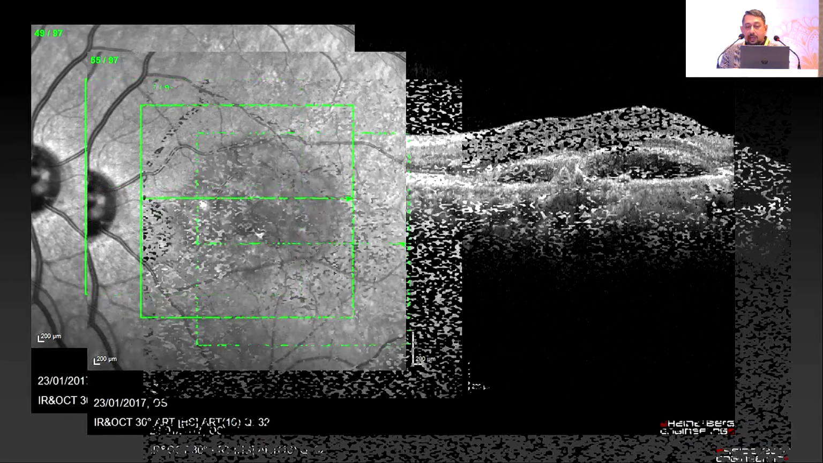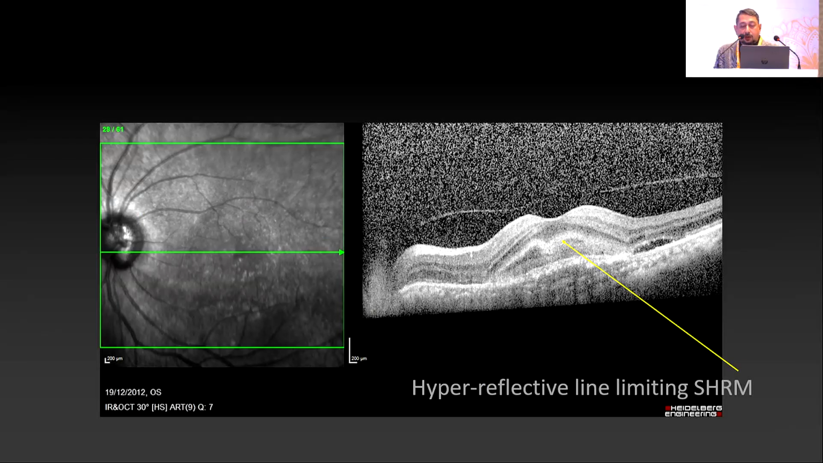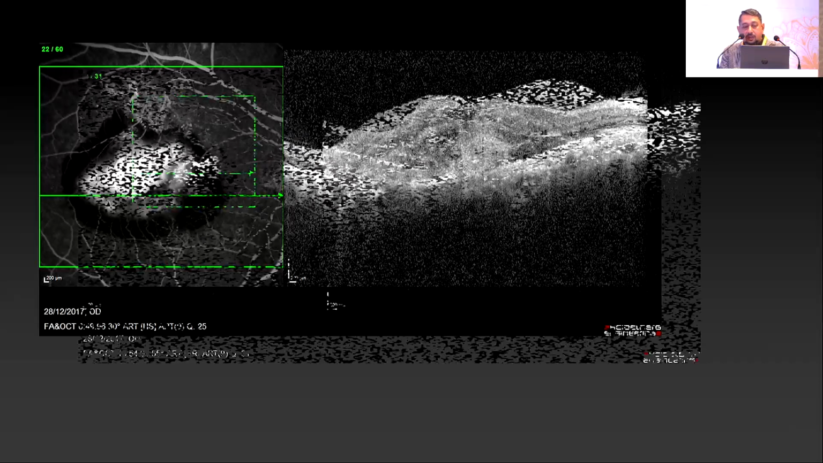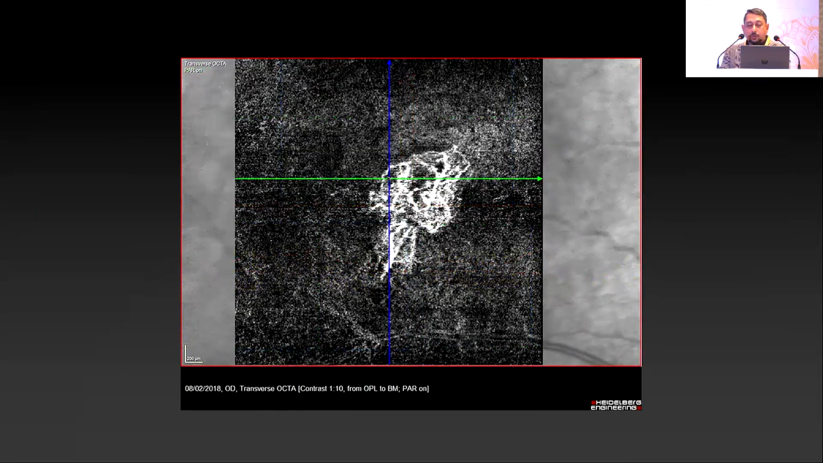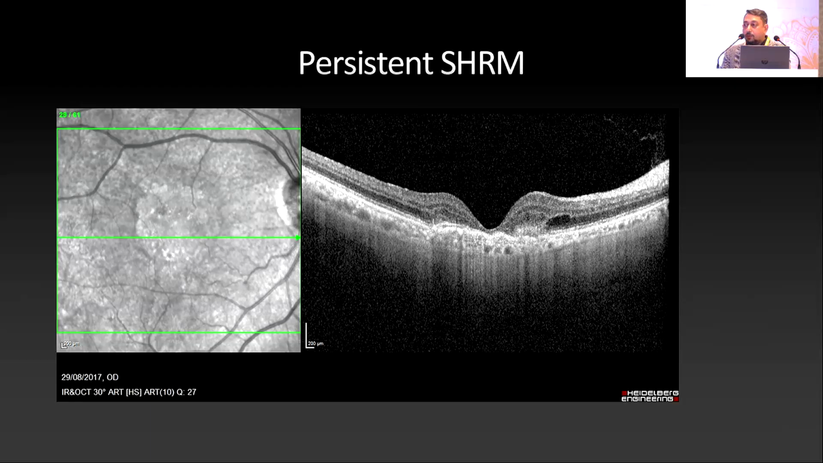And then we can think of the persistence of SHRM, which goes into the formation of a scar-like lesion and has a poor prognostication. And this is what you call a vascularized SHRM, where you find on OCT a vascular membrane underneath the SHRM, which converts to a scar.